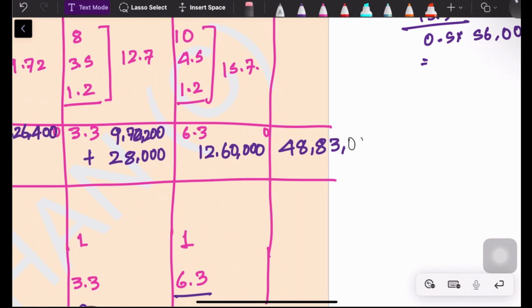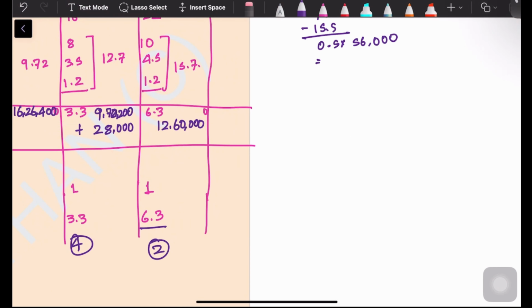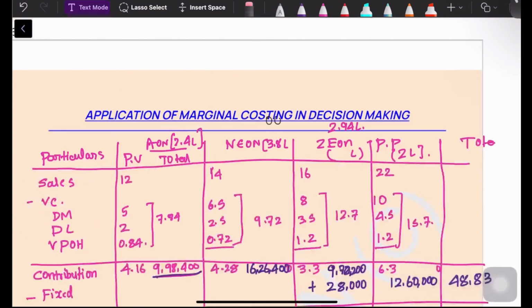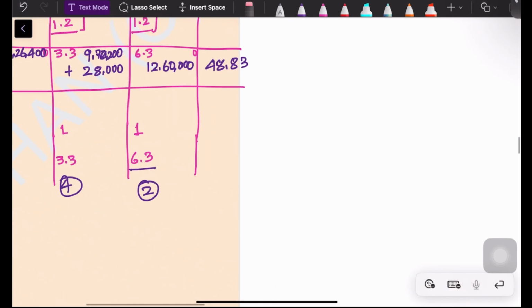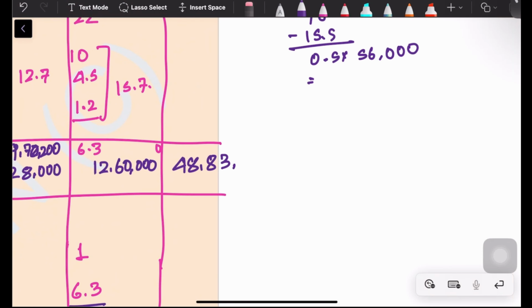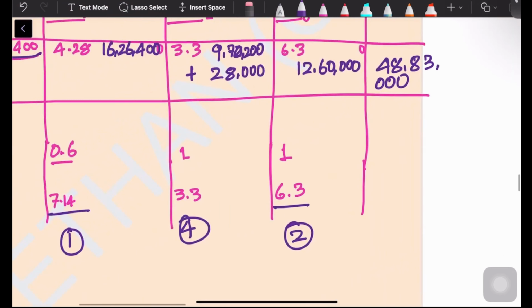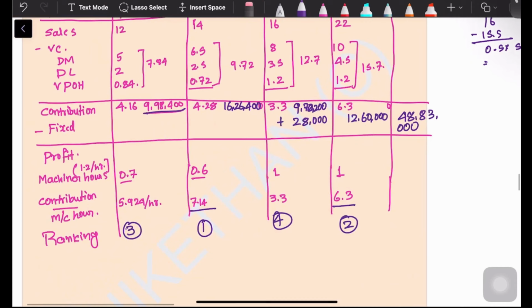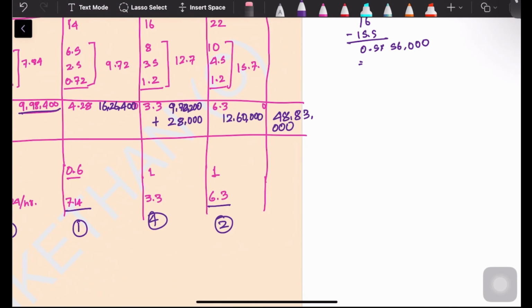48,83,000. So total contribution is 4883. I'll write 000 here. And what is the fixed cost? We did not add or subtract any fixed cost in the previous table.